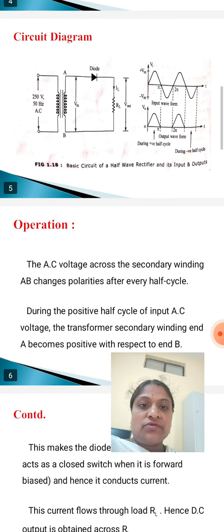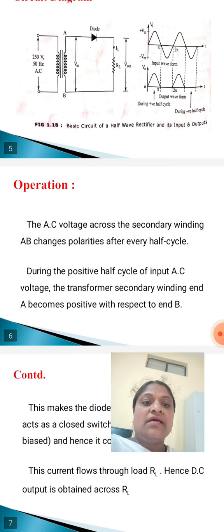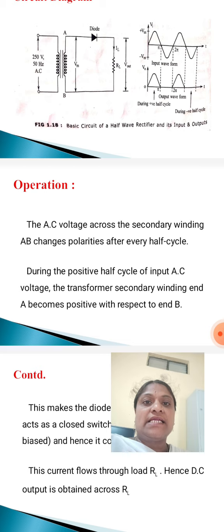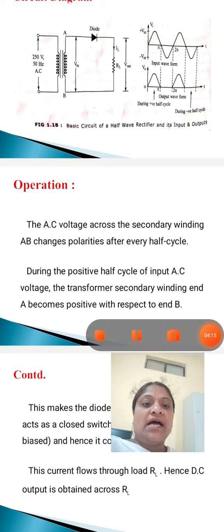First of all, the AC voltage across the secondary winding AB changes polarities after every half cycle. Observe this figure: we apply AC voltage across the secondary winding AB terminals, and it changes polarities after every half cycle.